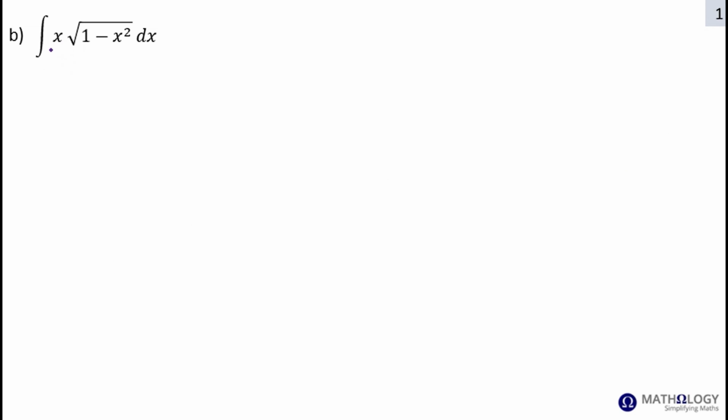So here we have x, we'll call that f of x, and the square root of 1 minus x squared, we'll call that g. So if we let u equal 1 minus x squared, then du equals minus 2x dx.